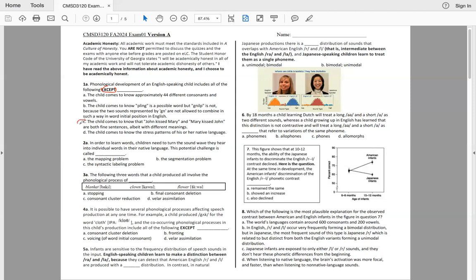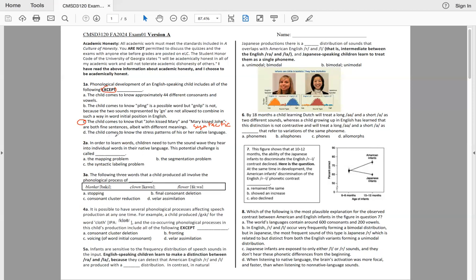So this is syntactic development. This is not phonological, so this is syntactic. So C is the right answer.